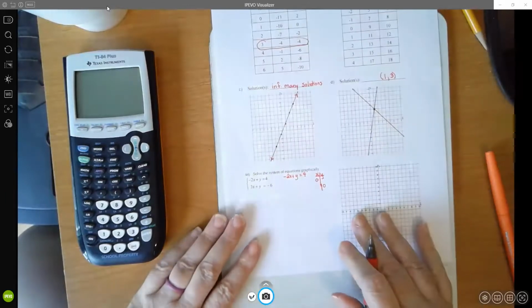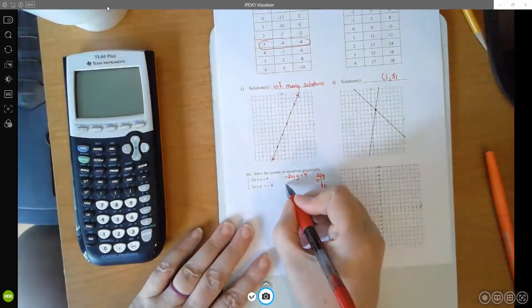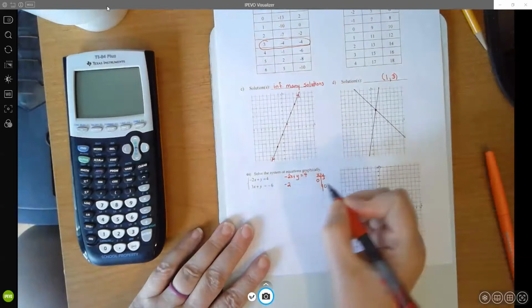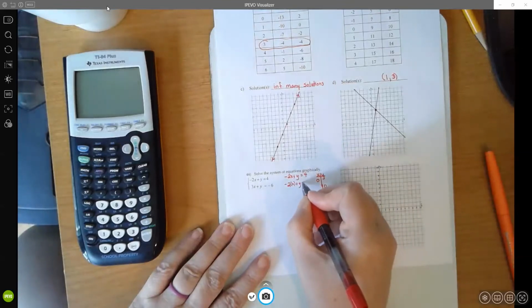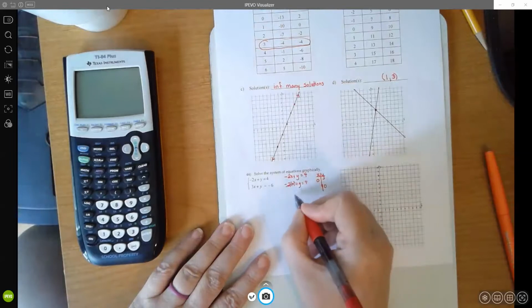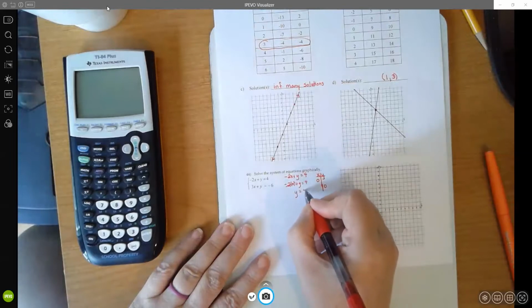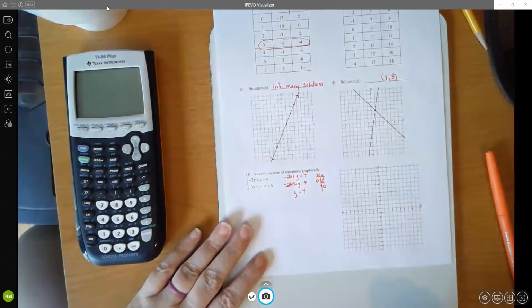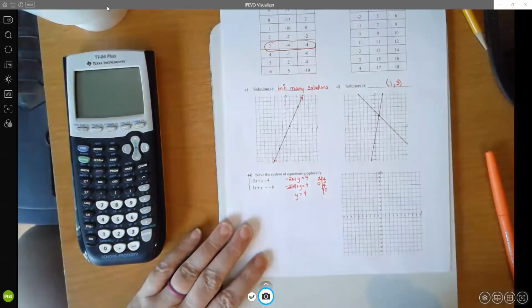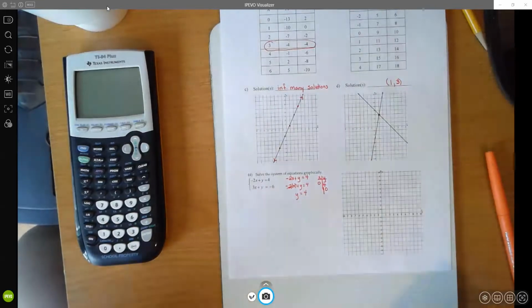And when I do that, that gives me negative 2 times 0 plus y equals 4. That goes away and gives me y equals 4. Oh, I love it when I don't have to divide and it just gives me an answer. It makes life so easy. And so that gives me one answer.